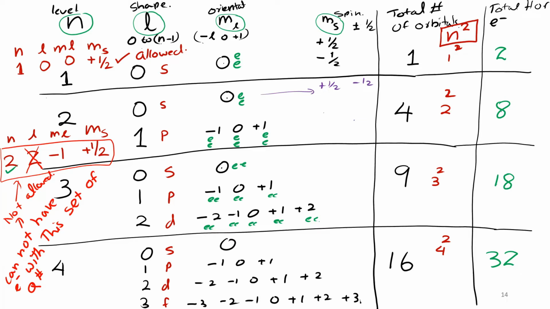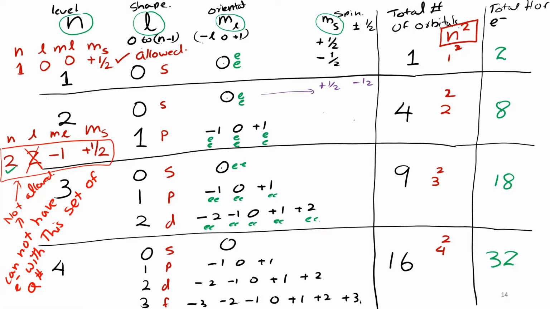All right. So earlier, right here, you can see that we built a relationship just by looking at N, the principal quantum number. You can tell how many total orbitals you're going to have in each level and how many total electrons you can actually get. So when you do certain problems, knowing this shortcut is helpful. N squared will give you the total number of orbitals.